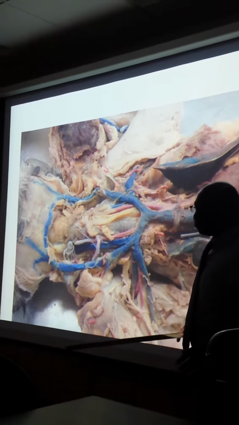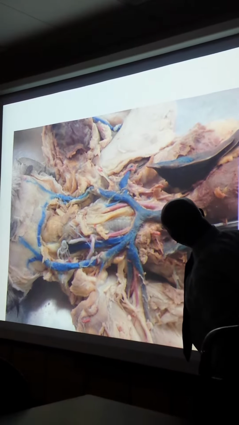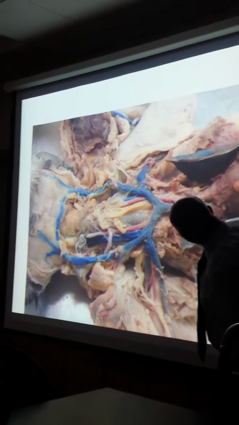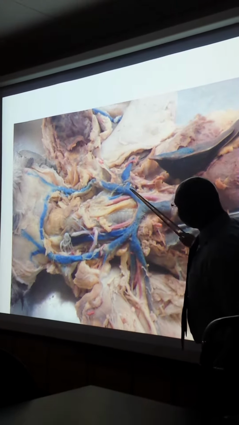And so here it's kind of a bit crammed, okay? But we have from the superior vena cava right here, and we got the internal mammary veins over here, coming out on both sides. This is the brachiocephalic vein, the first split, okay?